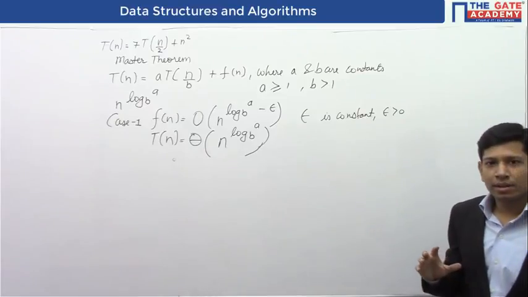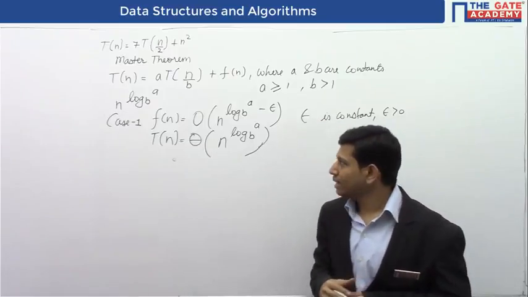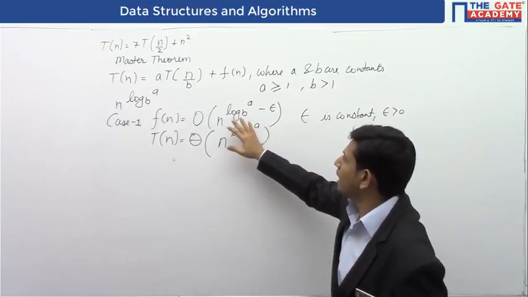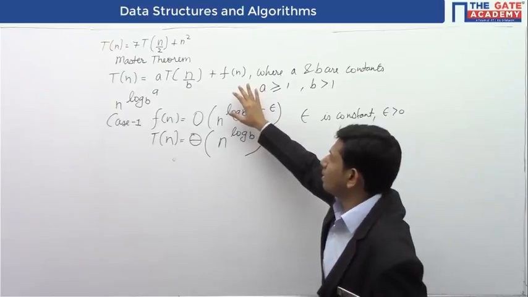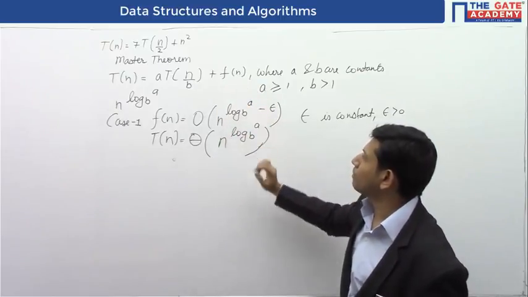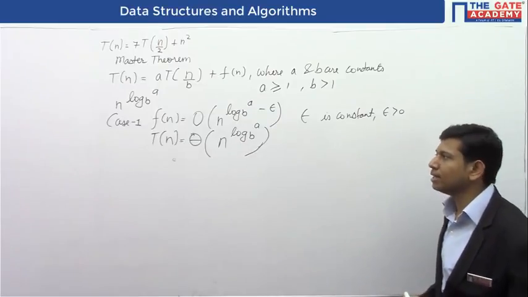So one way to remember all 3 cases of master theorem is that T(n) will be whichever is the greater one of n raised to power log of a base b or f(n). If f(n) is greater, then f(n) will be T(n). If n raised to power log of a base b is greater, then n raised to power log of a base b will be the T(n).